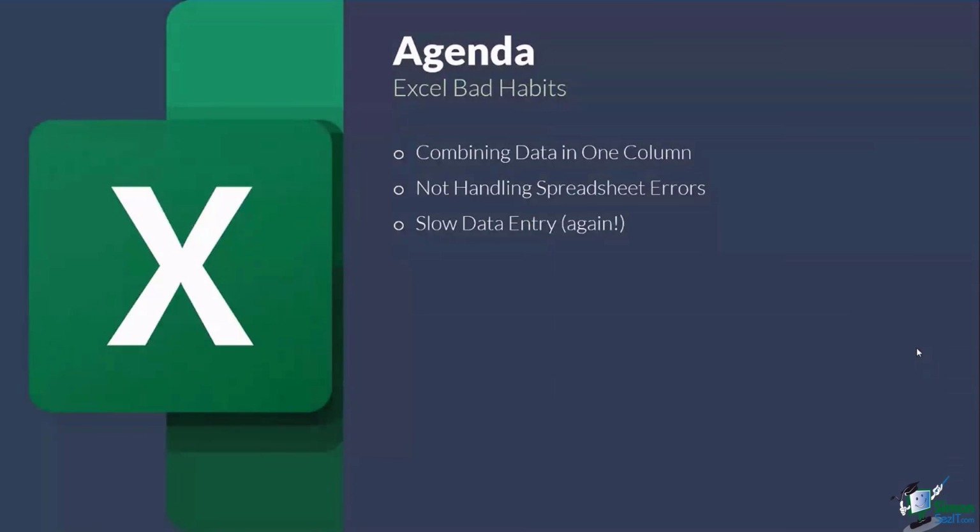We're then going to talk about not handling spreadsheet errors. So if you tend to get errors in your spreadsheets and you're not doing anything with those errors to make them more meaningful, that isn't a good thing either. So I'm going to show you a little formula that you can use to get rid of your spreadsheet errors. And we're going to end with some slow data entry again and what we can do to fix it. So this is basically a second method for slow data entry. All right, that is what we're going to cover. We've got quite a lot to get through.